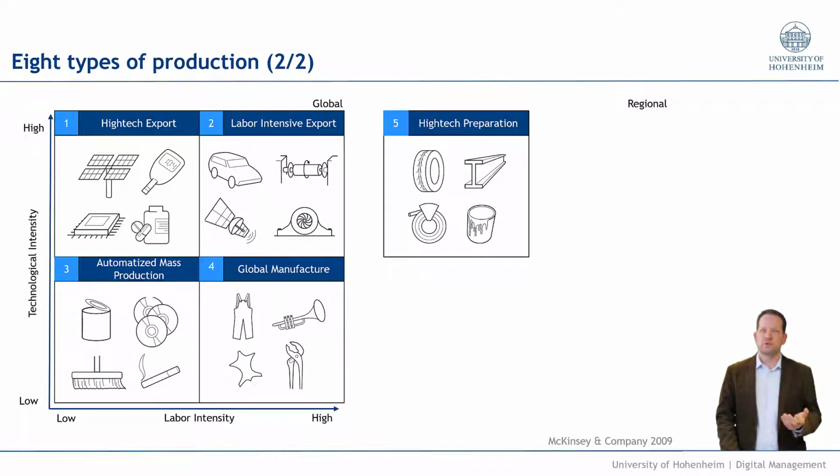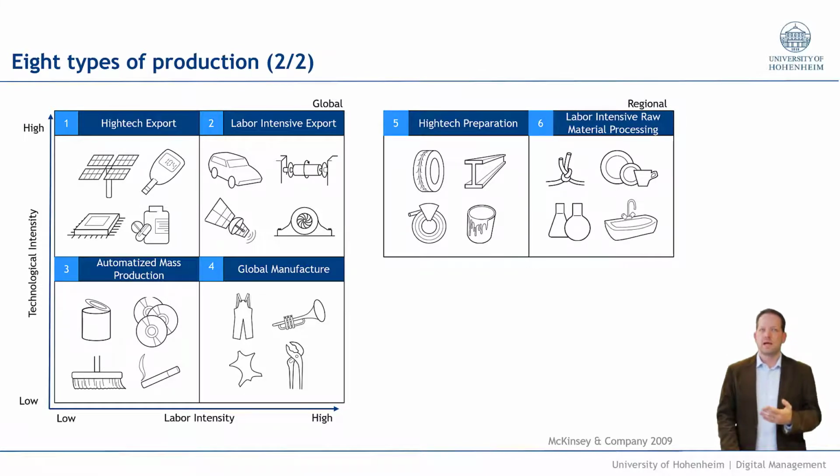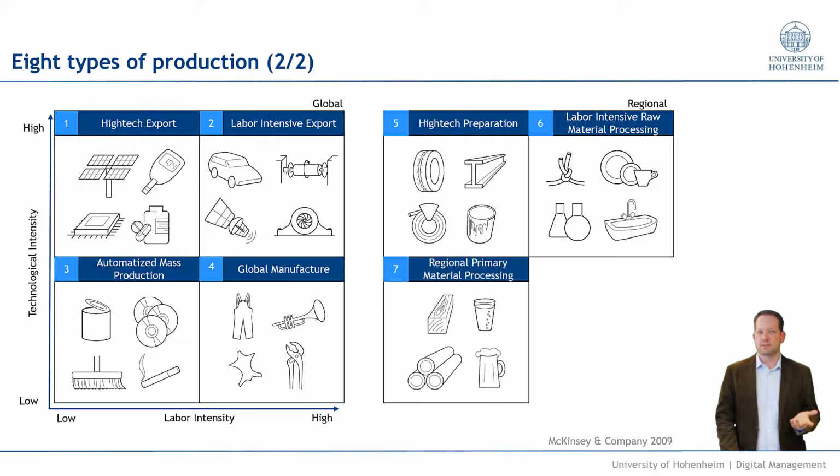Now let's move to the regional market. Again, low labor intensity, high technology intensity. There you see something like rubber hoses, tires, paint, or steel beams. Higher labor intensity, still high technology intensity, regional market are things like fibers, glass, and ceramics.